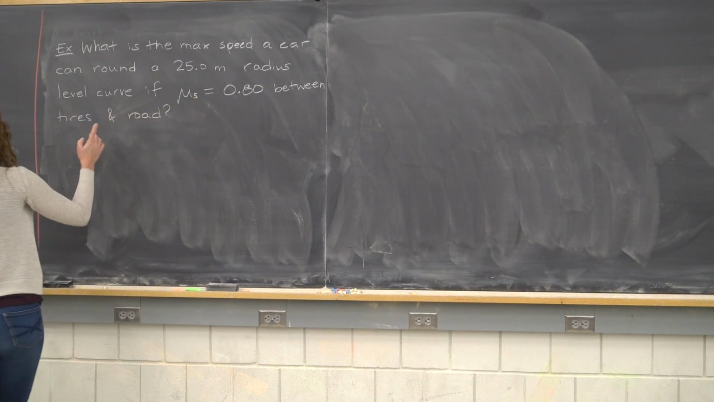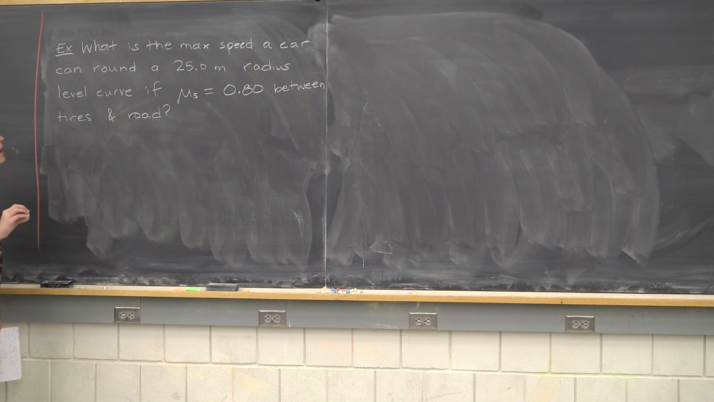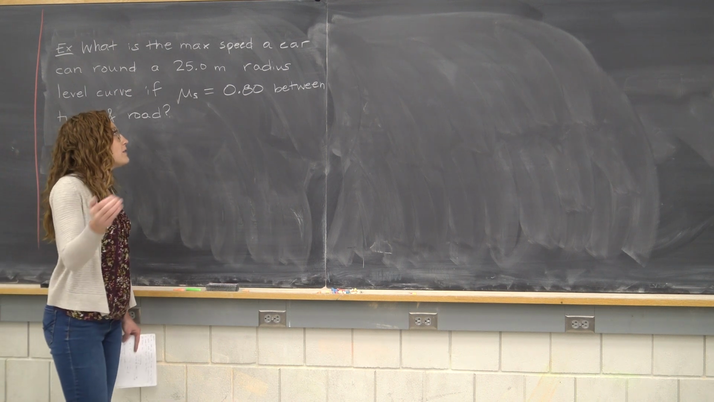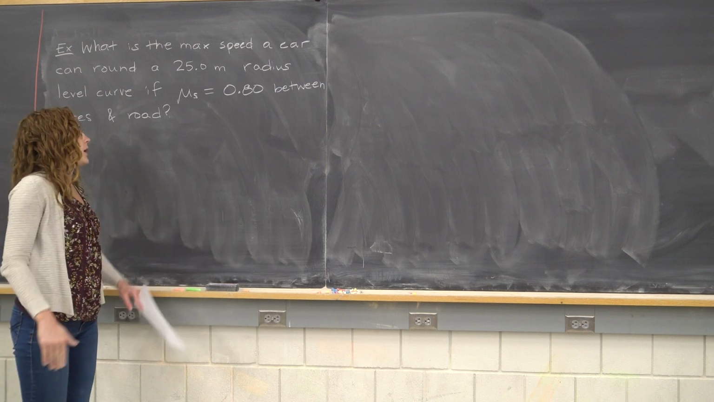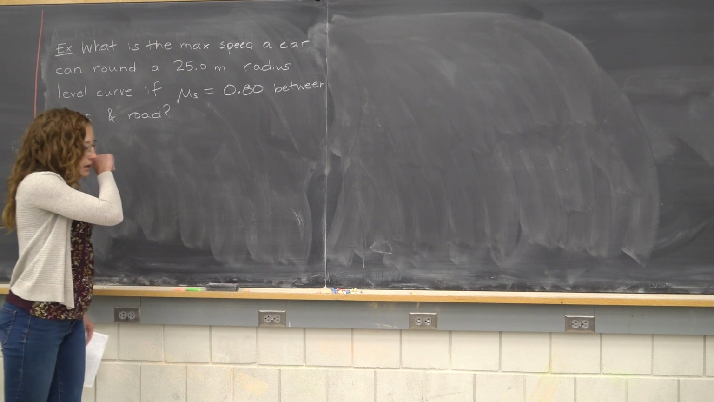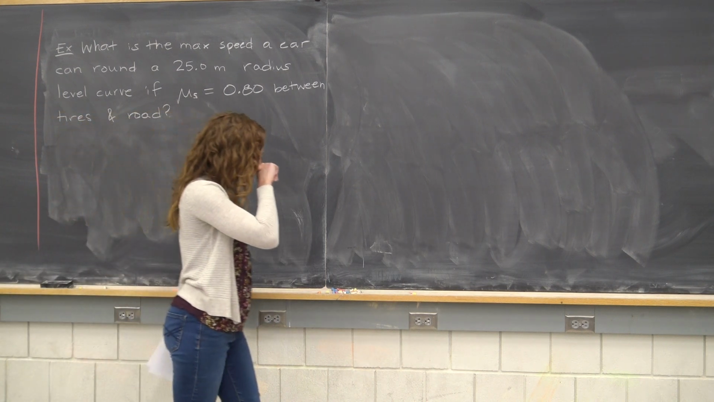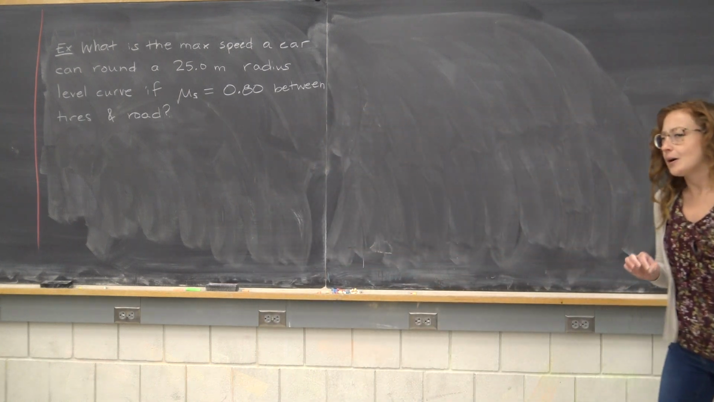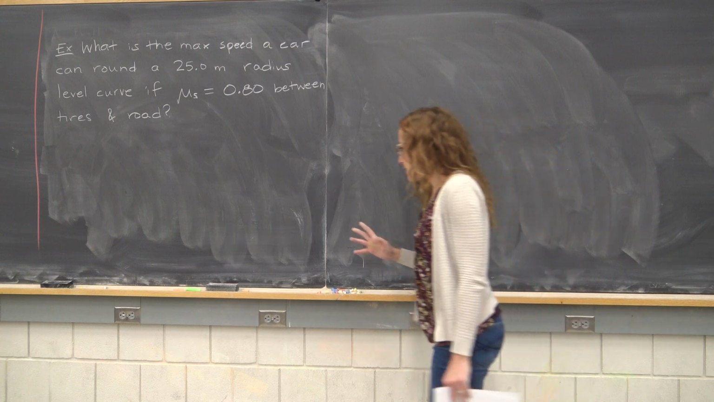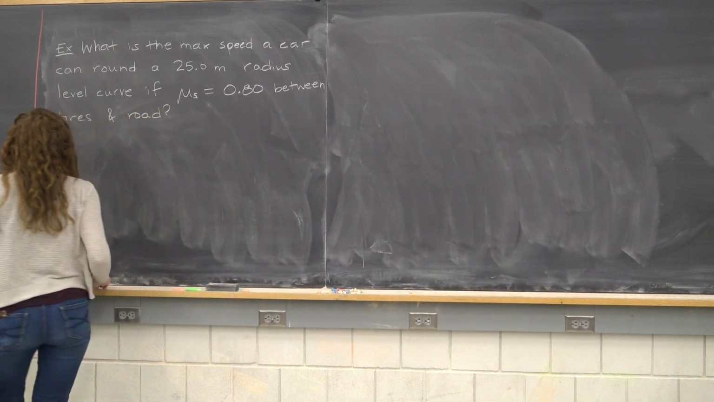So here's the question. What's the maximum speed a car can round a 25-meter radius curve, and it's a level curve, so it's not banked in any way, and they give us the coefficient of static friction as 0.8 between the tires and the road. Now, why is it the coefficient of static friction? This is a really subtle point here.